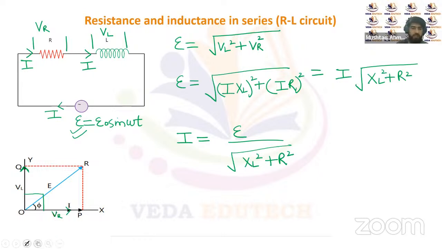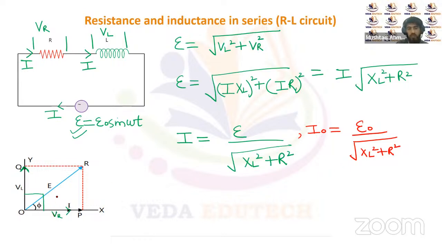Now the maximum value of this current will be I naught, that will be equal to E naught, the maximum voltage, upon under root of XL square plus R square. So this will be the maximum value of the current, right?